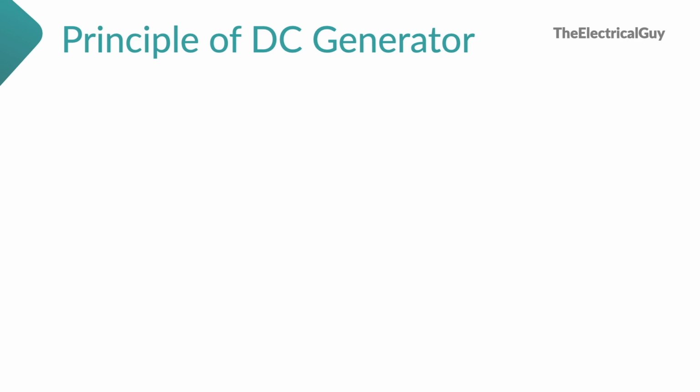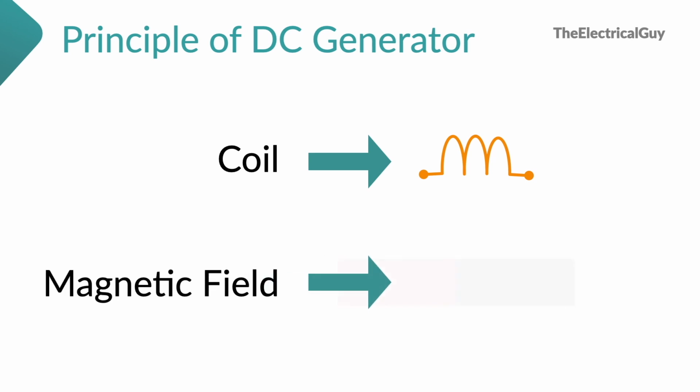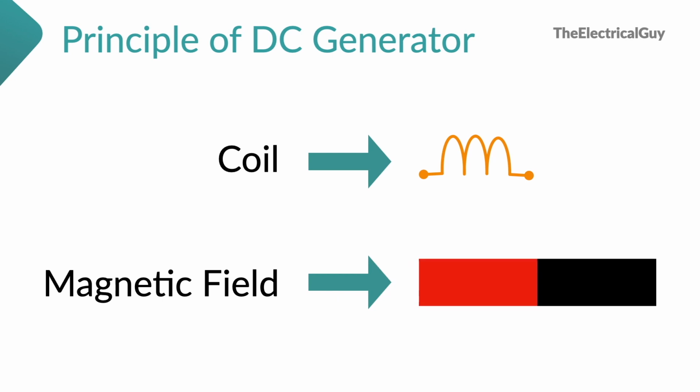So, to generate voltage, what major ingredients do we need? One, we need a coil of conducting material such as copper and something to rotate that coil. It can be a motor. Second, we will need something that can produce magnetic flux, for example, a permanent magnet. That's it. You are now ready to produce the voltage.